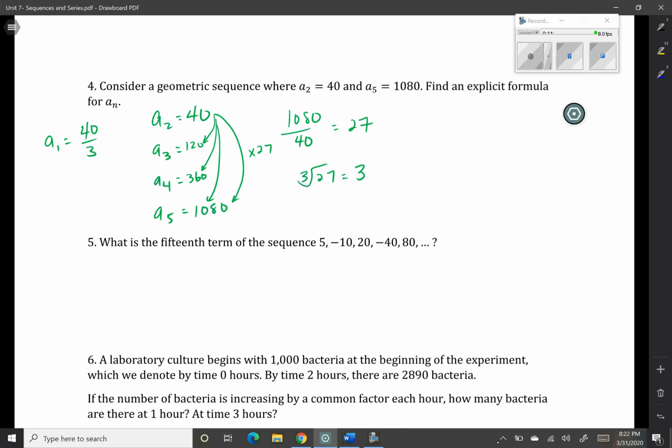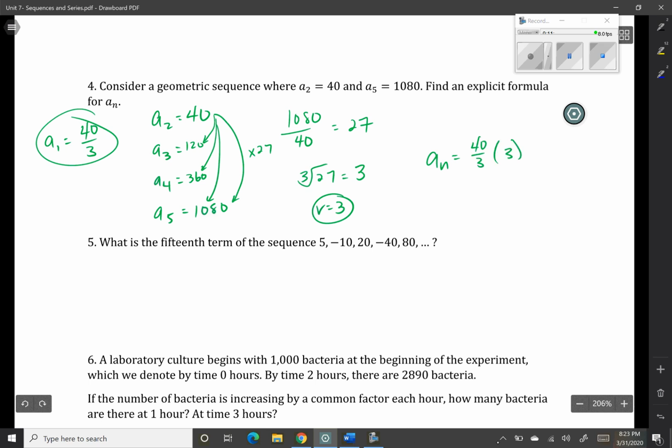over 3. If you type that in the calculator, you're going to get 13.3 repeating. We don't like that, so we'll just leave it as a fraction. So now that I know the common ratio is 3, I know the first term is 40 over 3. I can say the explicit formula here is 40 over 3 times 3 to the n minus 1. We're just using what we know about multiplication to figure out what that common ratio is. Just like in lesson 2, we used what we knew about subtraction and addition to figure out what the common difference was.